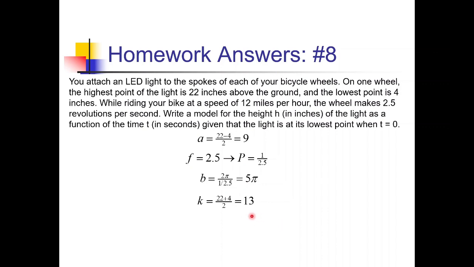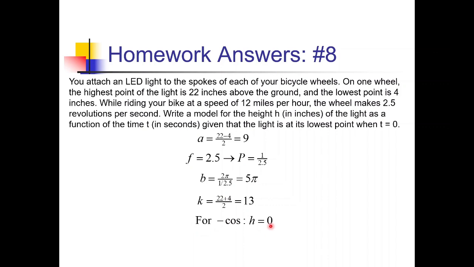And now for the h value in the function, the key to this one is they said that the light was at its lowest point when t equals 0. So if you just visualize the graph of the height of this thing, that means on the y-axis at time 0, we're at the bottom of the wave. So that means we can use the negative cosine function because that's the one where the cycle starts at the bottom. Negative cosine and an h value of 0.